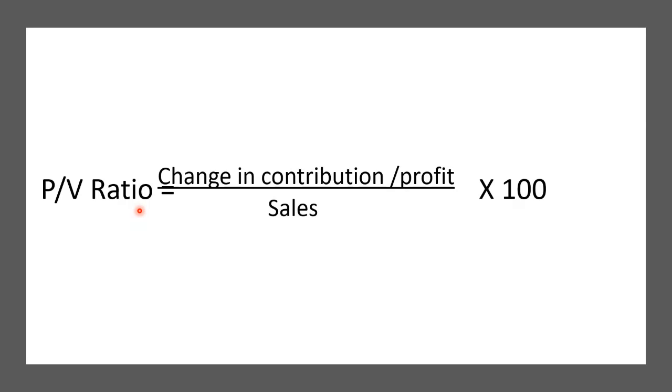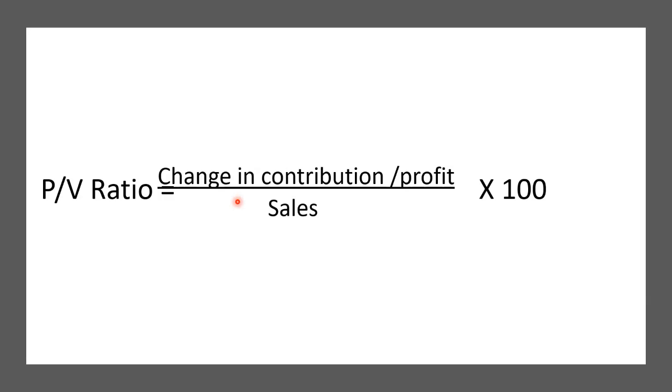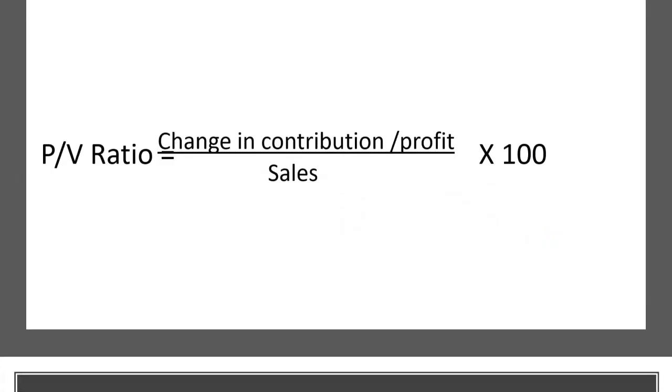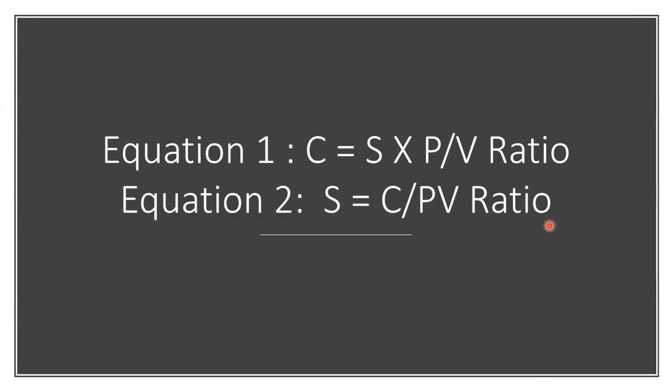In this equation, all the information is given. Therefore, we are unable to recognize how this is helping us to solve a problem. We will come to solving a problem a little sooner. Please get this equation very clearly in your mind. Profit volume ratio is equal to change in contribution, or change in profit, divided by change in sales into 100. That is profit volume ratio. This equation helps us to find missing information from any given scenario.